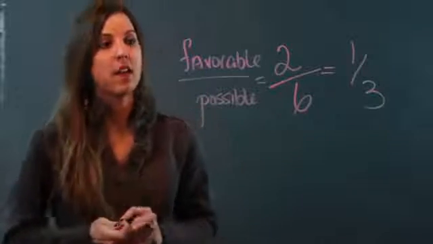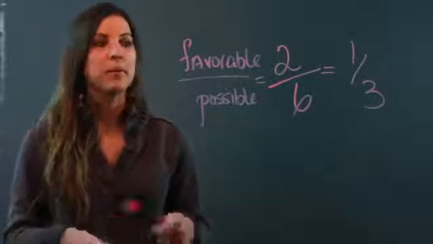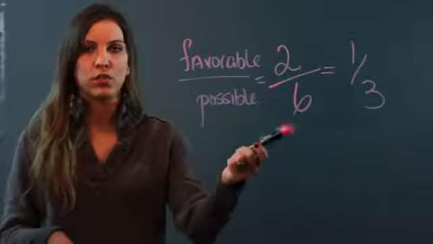So the odds of me rolling a 6-sided number cube and landing on a number that is greater than 4 is 2 out of 6, or reduced, 1 in 3.